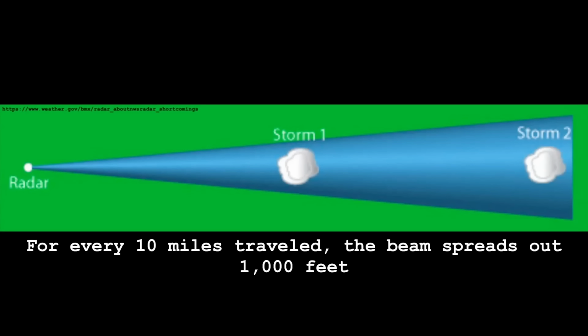For every 10 miles the beam travels, it spreads out approximately 1,000 feet, so at 120 miles from the radar, the beam is over 2 miles wide. This has significant implications on the resolution of the echoes returned to the radar. Many storm-scale features easily seen in data close to the radar, such as hook echoes and boundaries, are often muddled or even fully masked at long distances from the radar.